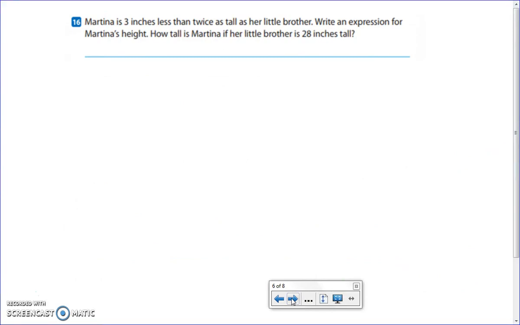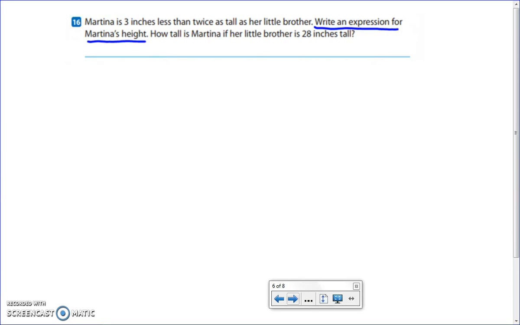Number 16 says that Martina is 3 inches less than twice as tall as her little brother. Whew, okay, let's write an expression for Martina's height. How tall is Martina if her little brother is 28 inches tall? Although this doesn't have a question mark on it, it's more of a statement. It says write an expression for Martina's height. So let's start with that, and then we'll talk about how tall she is if her brother is 28 inches tall.